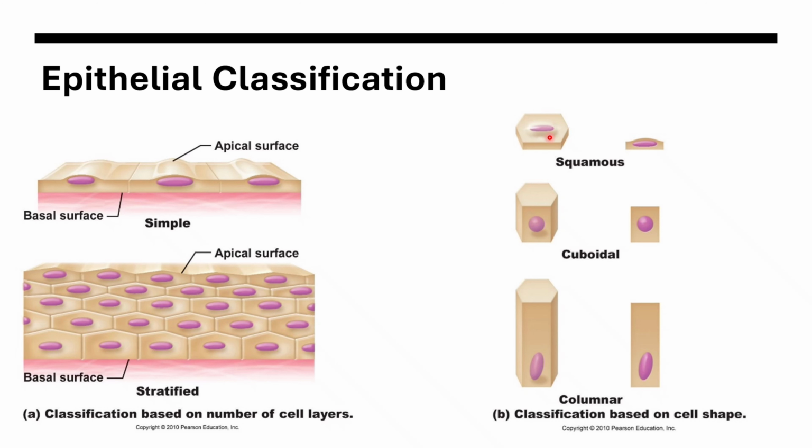Based on cell shape, there are three classifications. Squamous cells are flat. Cuboidal cells are approximately equal lengths in all three dimensions. And columnar cells are significantly longer in one dimension than the other two dimensions. Putting these two systems together, we can create classes for epithelium: simple squamous epithelium, stratified cuboidal epithelium, etc.